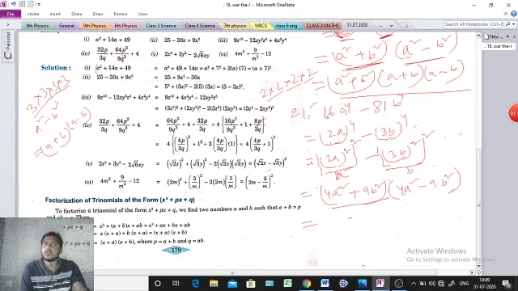How to do, sir? See, 4a square means we can write 2a whole square. At first this positive portion, just keep it like that: 4a square plus 9b square, keep it like that. Only this portion we are changing. How to change this one, sir? 4a square means 2a whole square. Clear or not? And minus 9b square means 3b whole square.